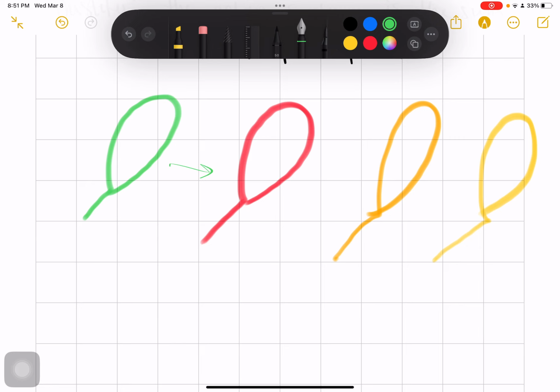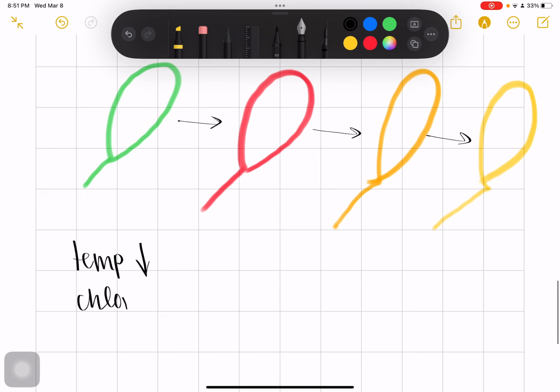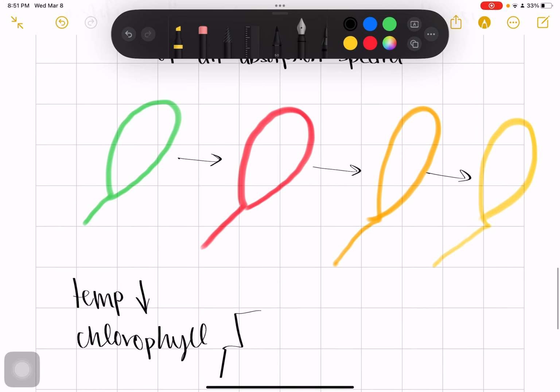So it's changing colors. This is because as the temperature drops, also known as change in seasons, chlorophyll starts breaking down. So it's breaking down, it's no longer chlorophyll. So when chlorophyll, the pigment, is decreasing, another pigment needs to be dominating.